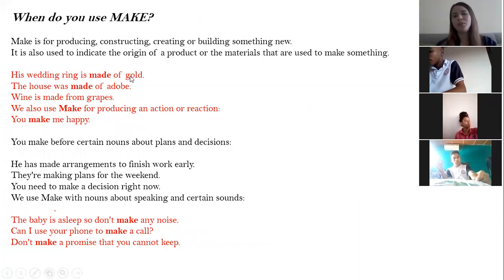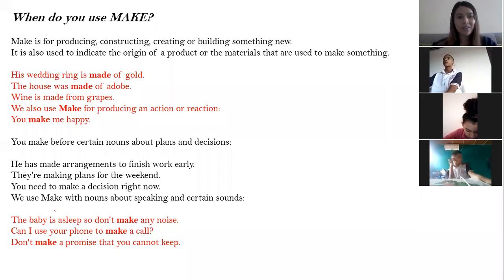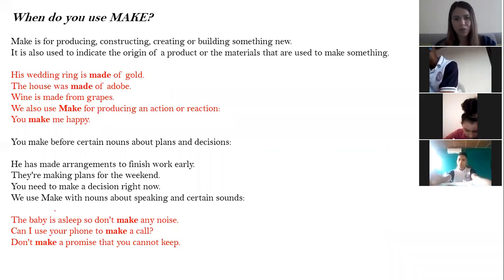When do you use make? Make is producing, constructing, creating, or building something new. It is also used to indicate the origin of a product or the materials that are used to make something. For example, his wedding ring is made of gold.